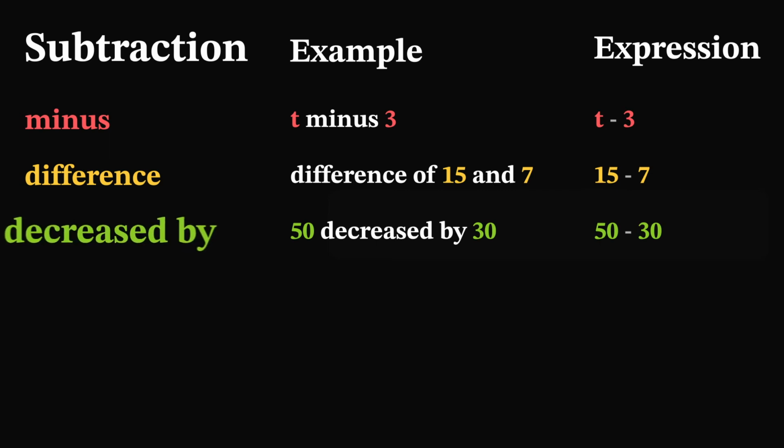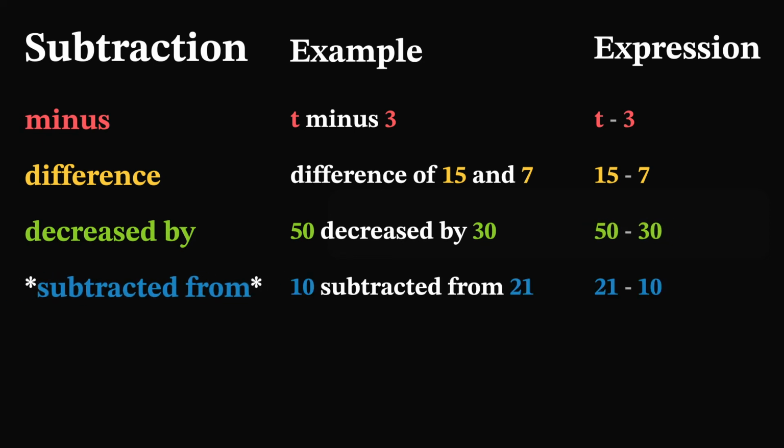We have decreased by. Decreased by is telling us to subtract. An example would be 50 decreased by 30 means we have 50 and we subtract 30. 50 minus 30. Subtracted from is one of those special cases where we want to pay attention to the order of the numbers. An example is 10 subtracted from 21. To translate this one literally, we have 10 subtracted from 21. We have 21 minus 10.